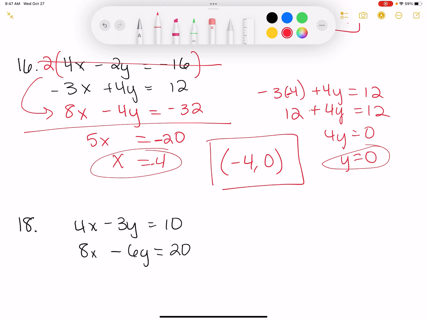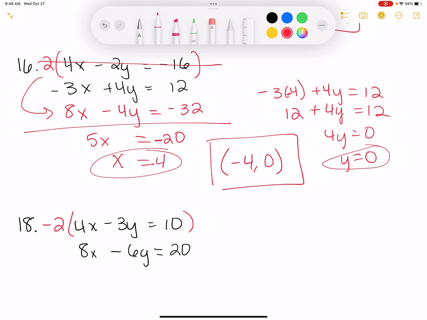You could divide the top one by 2. But I don't have anything with opposite signs. If you're dividing by 2, you're multiplying by a fraction, and that's going to be really irritating, so I wouldn't do that. We need to multiply by a negative 2.